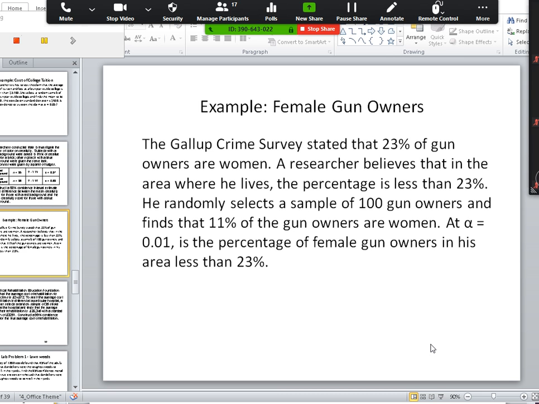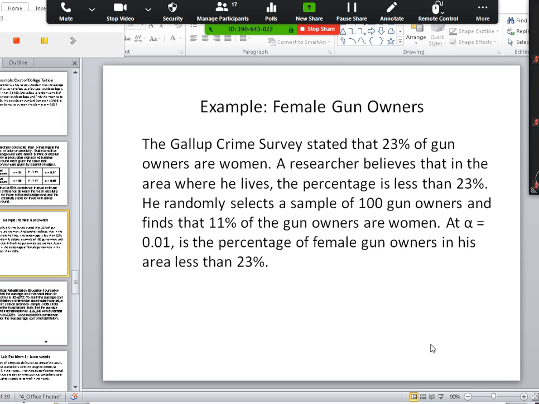Example, female gun owners. The Gallup Crime Survey stated that 23% of gun owners are women. A researcher believes that in the area where he lives, the percentage is less than 23%. He randomly selects a sample of 100 gun owners and finds out that 11% of the gun owners are women. At alpha 0.01, is the percentage of female gun owners in his area less than 20%?